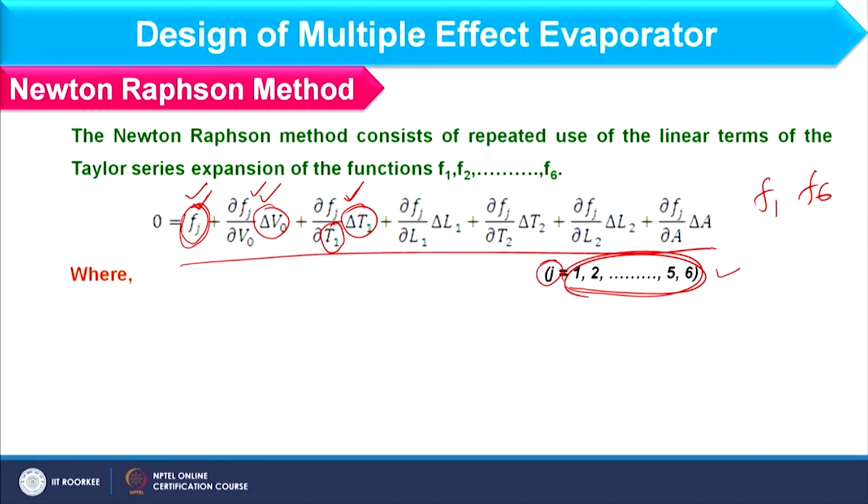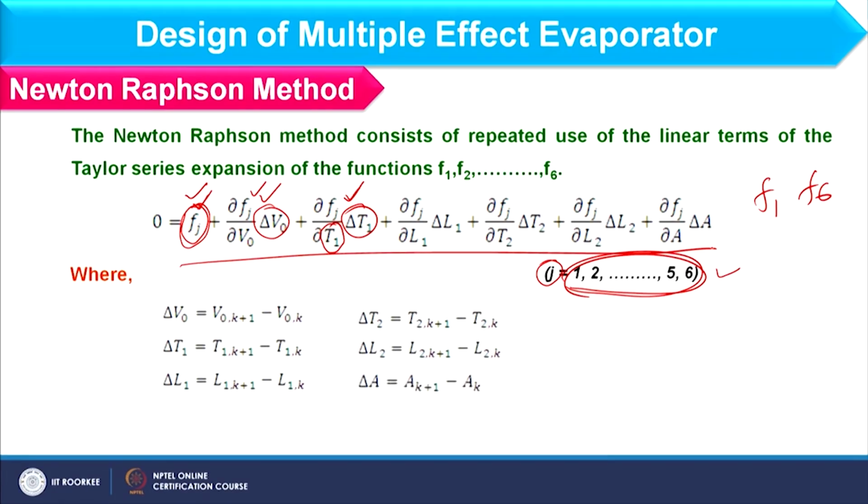So, in this equation let us discuss other parameters such as delta V naught and other parameters. So, if I consider delta V naught, that is basically the difference of V naught k plus 1 minus V naught k. It means whatever the value of V naught is in the k plus 1th iteration, that should be deducted with the value of V naught at the kth iteration, right. So, in this way we consider all unknowns, okay.